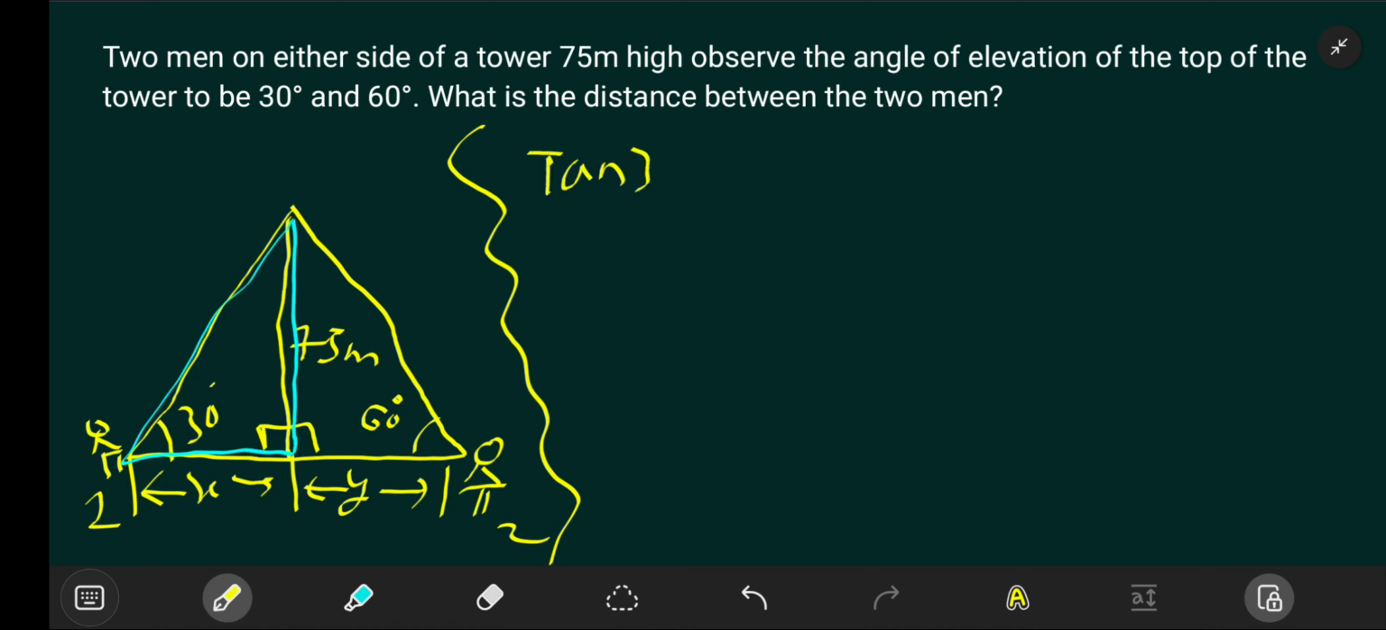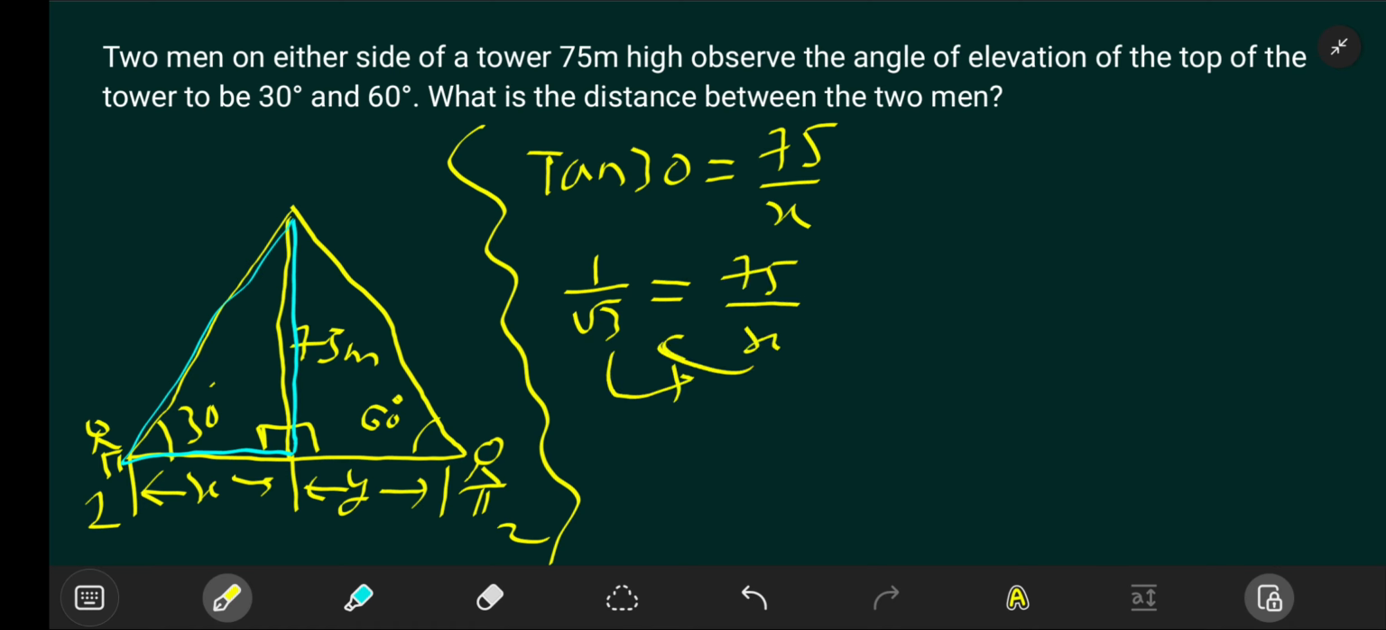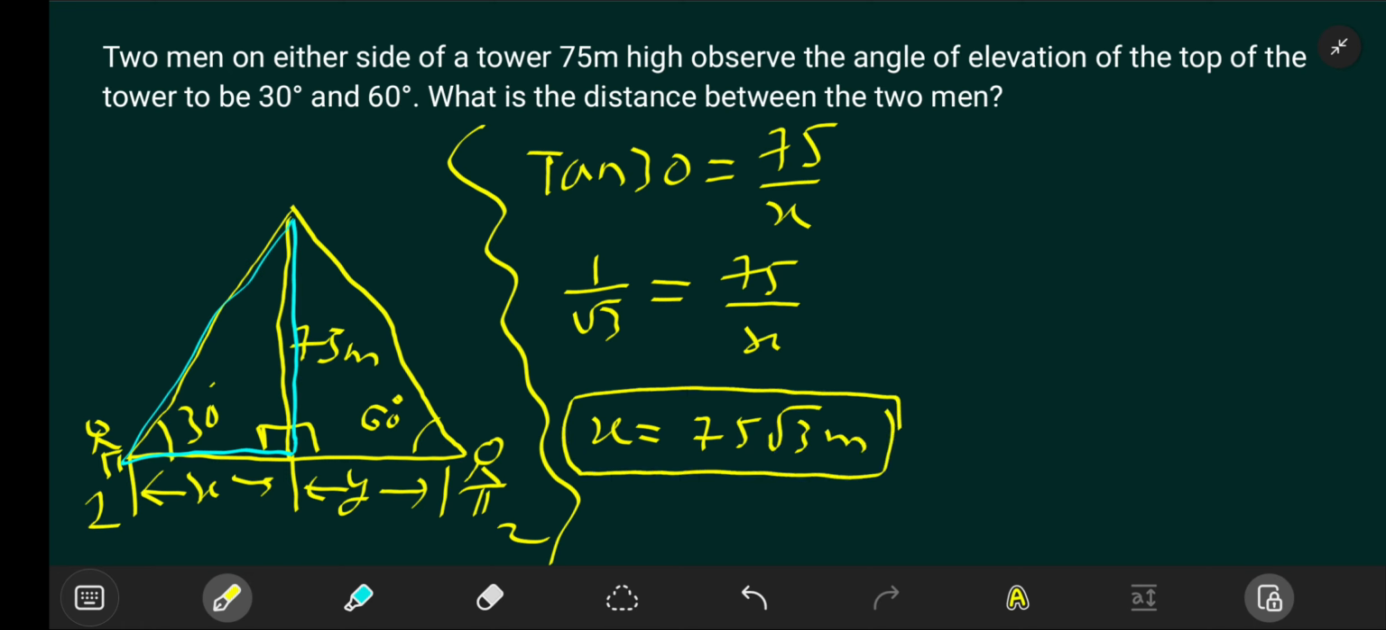First I am applying tan 30 degrees. For 30 degrees, that is perpendicular side upon base. The base is x and the perpendicular side is 75, so 75 by x. Tan 30 degrees is 1 by root 3, which equals 75 upon x. Sending this x to the left hand side and this root 3 to the right hand side, x is equal to 75 root 3 meters. We got the x value.